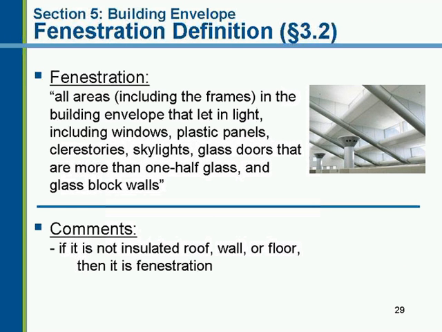Now, I want to talk about some general requirements here before we get into the specific requirements. So fenestration, again, from Chapter 3, it's all areas, including the frames, in the building that let in light. So it's windows, but it's also plastic panels, clerestories up on the roof or skylights, any glass doors that are more than half glass, glass block walls. Essentially, if it's not an insulated roof, wall or floor, then it's considered fenestration.